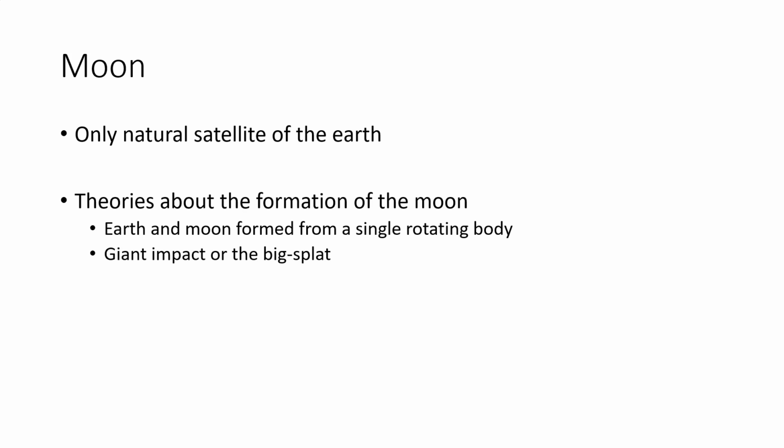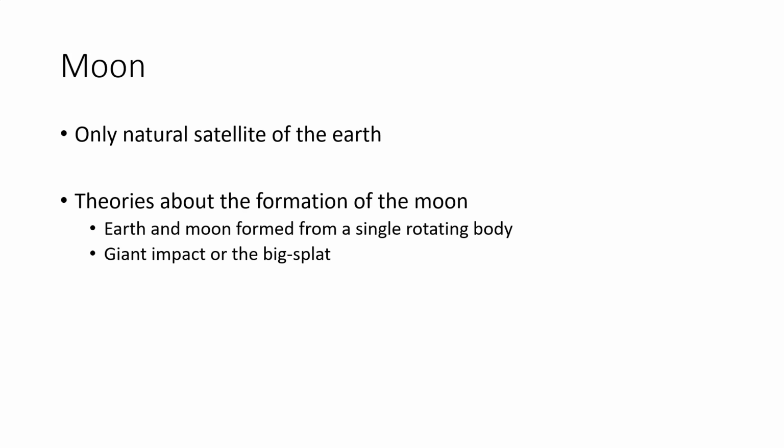It was also suggested that the material forming the moon was separated from what we have at present, the depression occupied by the Pacific Ocean. So that was the first kind of theory, that both Earth and moon formed from a single rotating body. However, at present, scientists do not accept either of these explanations, and it is now generally believed that the formation of the moon as a satellite of the Earth is an outcome of a giant impact, or what is described as the Big Splat.